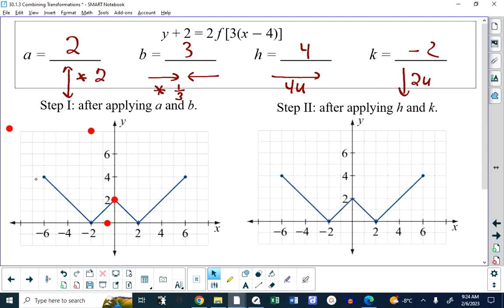This point, I'm doing the vertical first. The vertical stretch will double the vertical distance away from the x-axis. It will be here. And the horizontal stretch by a factor of a third will not move it because it's on the y-axis. So it's not going to get a third closer to the y-axis because it's already there. And by the way, we can certainly be connecting these.